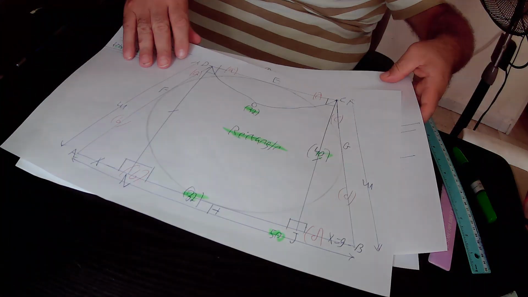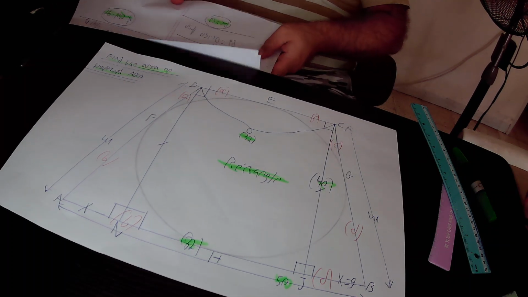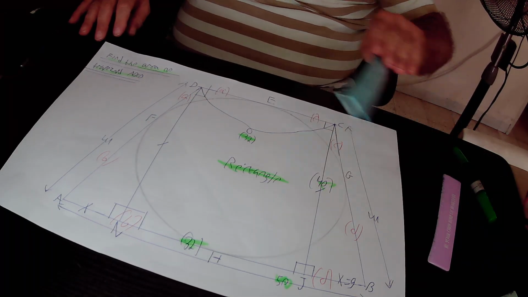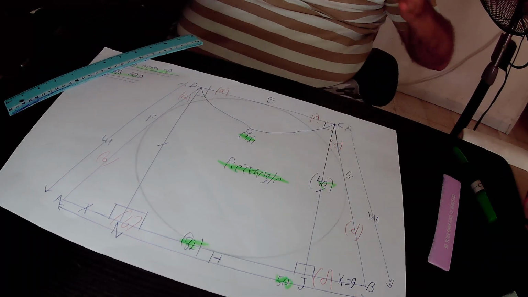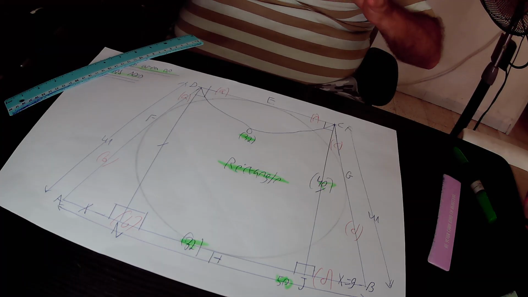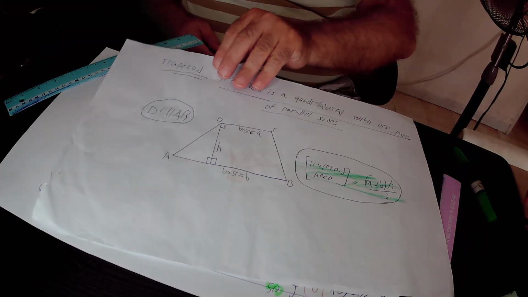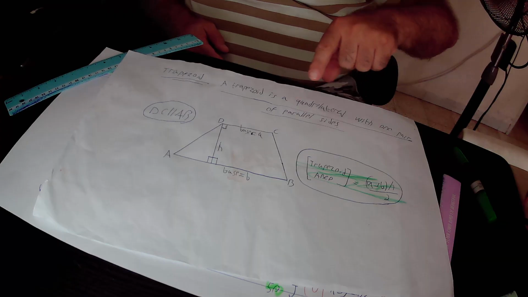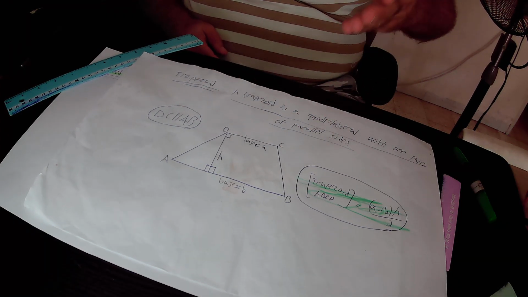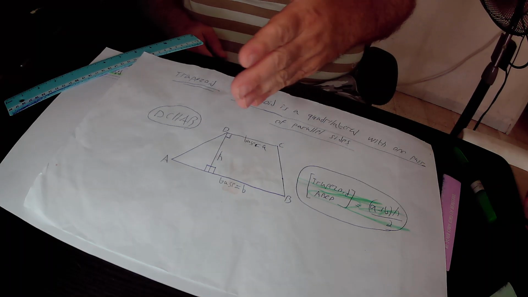In the first question, our task is to find the area of this trapezoid ABCD. So first of all, what is a trapezoid? A trapezoid is a quadrilateral with one pair of parallel sides. This is quadrilateral ABCD, and because side DC is parallel to the opposite side AB, this quadrilateral ABCD is defined as a trapezoid because it has one pair of parallel sides.